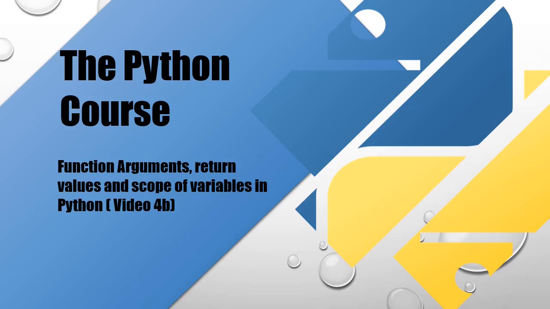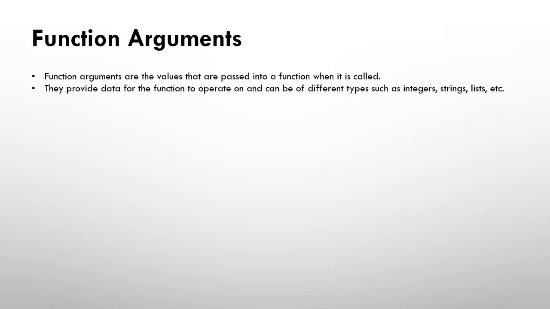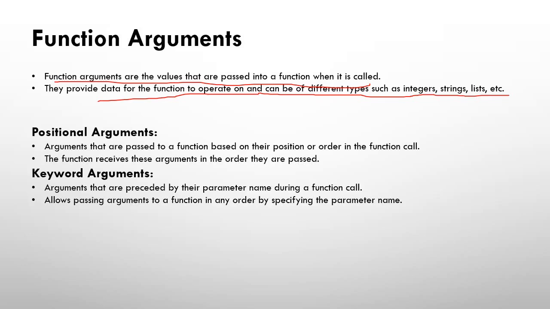In today's video, we will discuss function arguments, return values, and scope of variables in Python, starting from what are function arguments. Function arguments are the values that are passed into a function when it is called. They provide data for the function to operate on and can be of different types such as integers, strings, lists, etc. Positional arguments and keyword arguments.